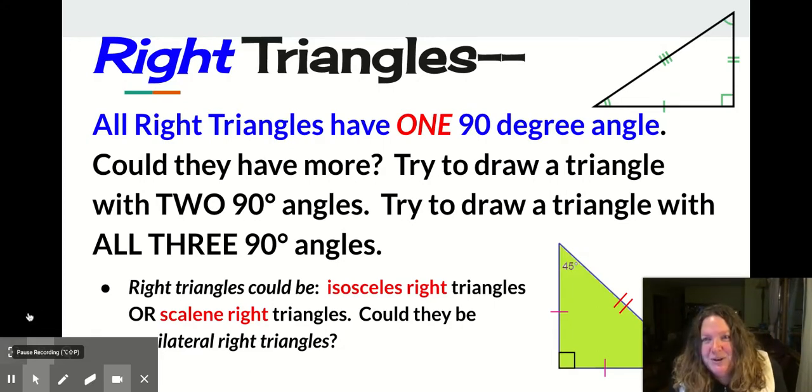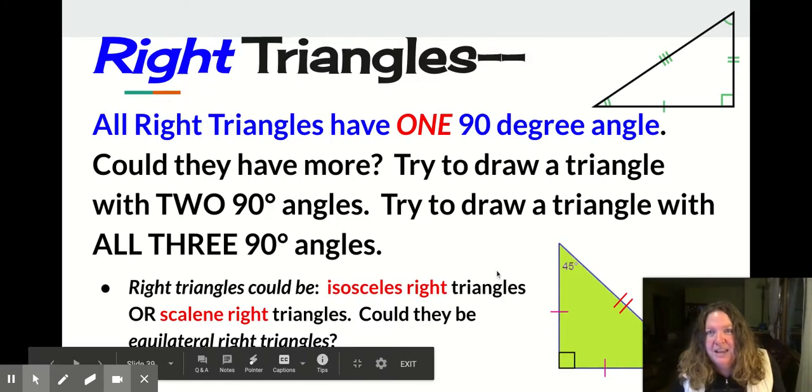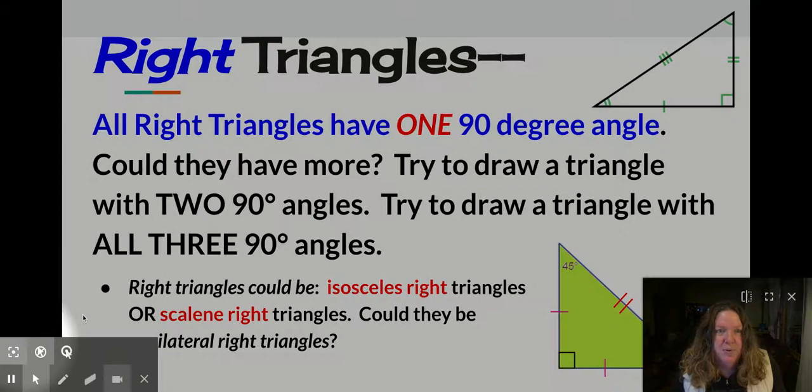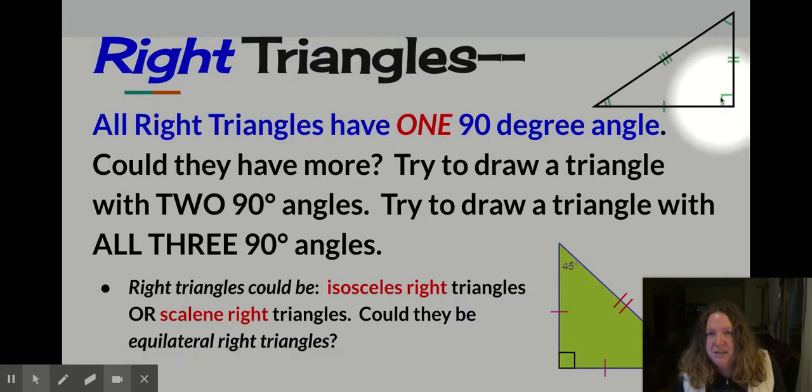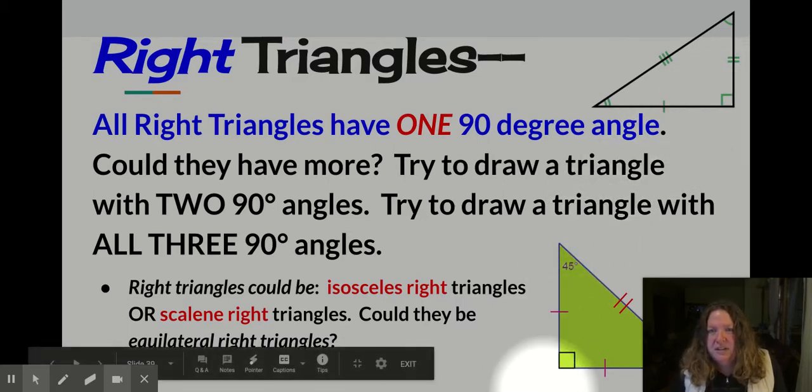Now, anytime you see a 90-degree angle like this, let's see if I can use my special pointer here, like this, right there. See how that has that little square corner? Means it makes the corner of a square. That means it's 90 degrees. Or here, that's 90 degrees.